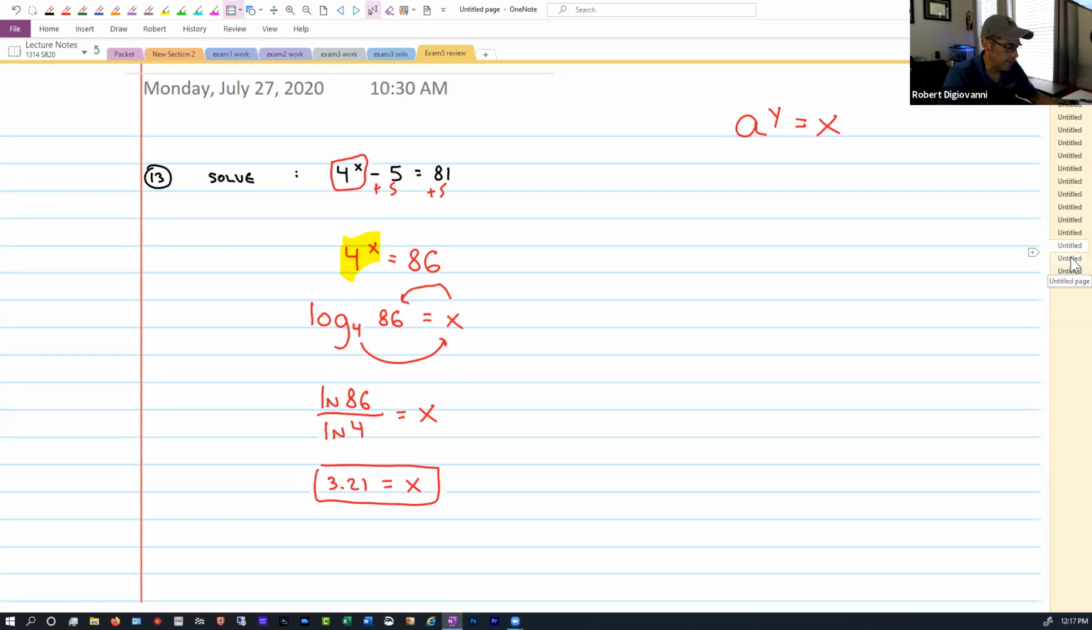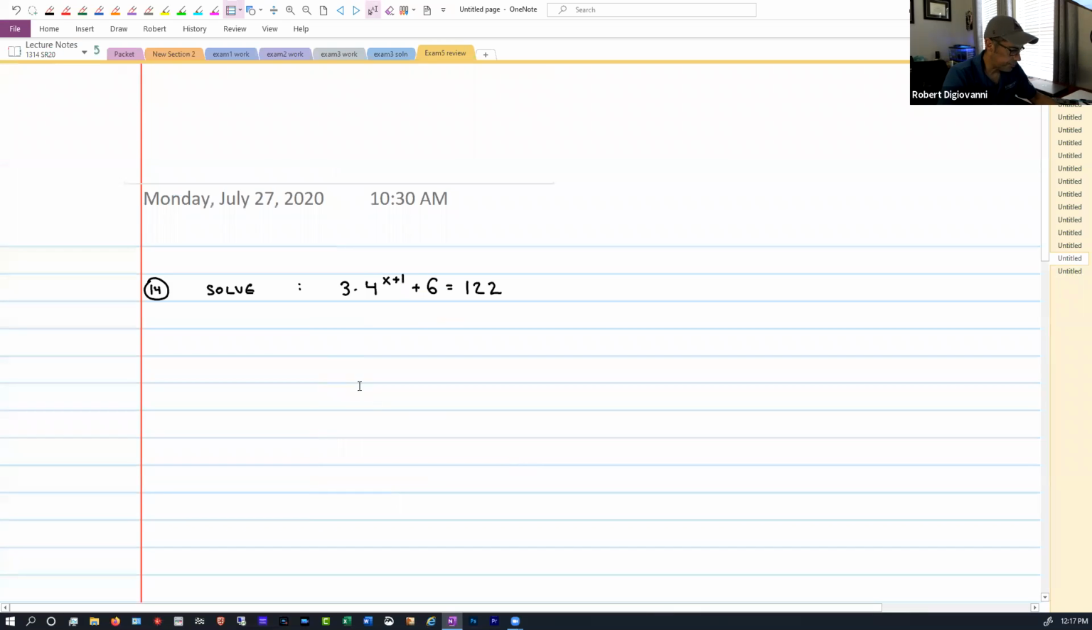All right, let's look at 14. So I'm going to highlight the thing that's being raised and then the power. There it is. We need to get that by itself first. Before we can do any of the rewriting and do the log, we have to get that by itself. So the first thing I want to do is get the 6 out of here. So I'll subtract 6 from both sides. So now I have 3 times 4 to the X plus 1 equals, when I take 6 away there, I should get 116.